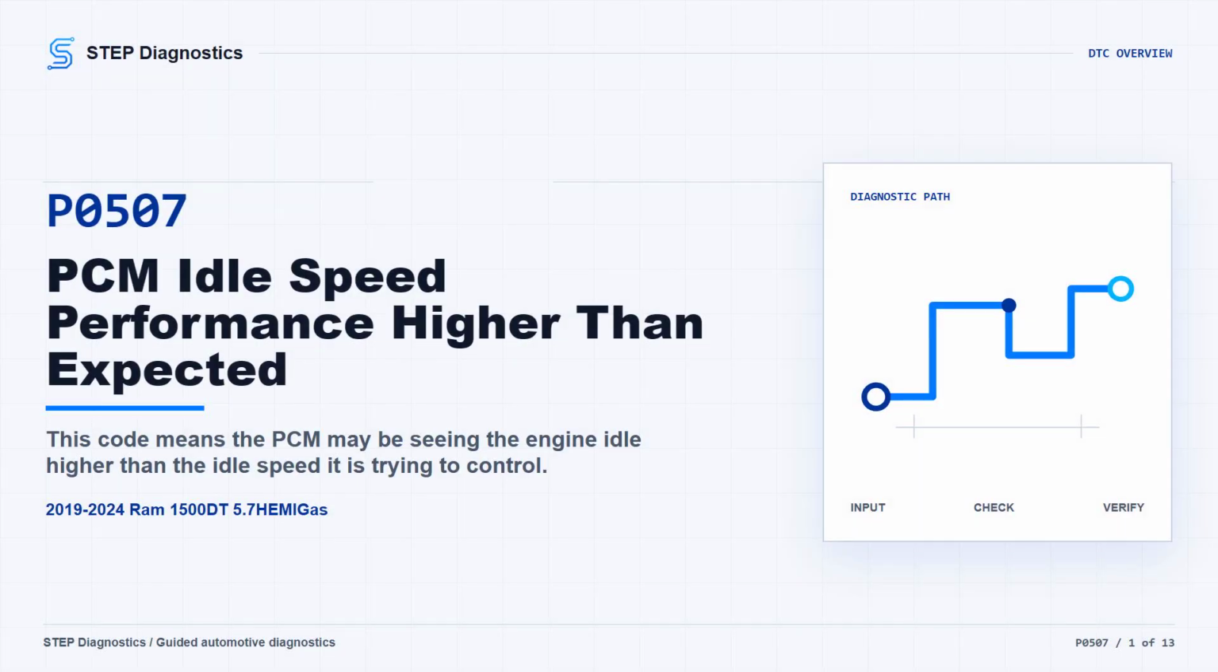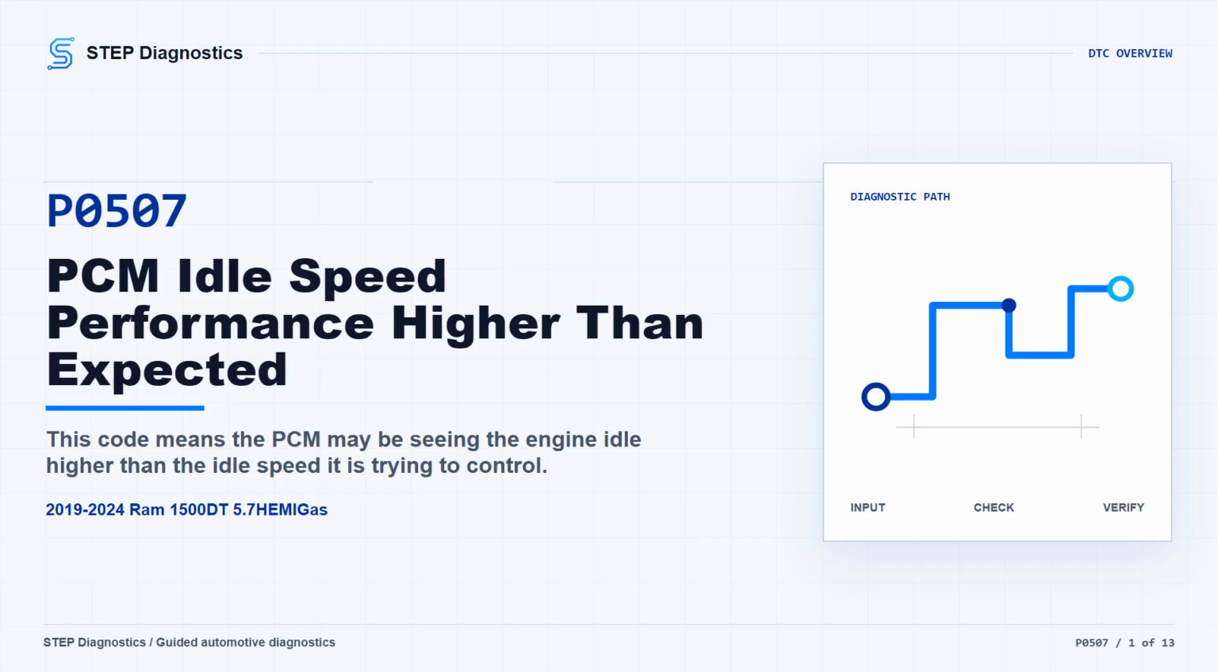For this Ram 1500 with the 5.7 gas engine, P0507 means the PCM is seeing idle speed higher than expected. In plain terms, the PCM is trying to control idle, but actual engine speed can stay above the target. The customer may notice a high idle, the MIL may be on, and if the truck has stop/start, that system is disabled while this code is active.